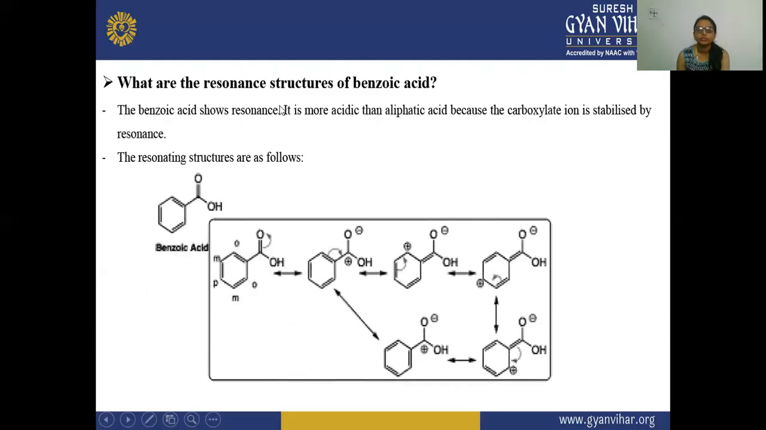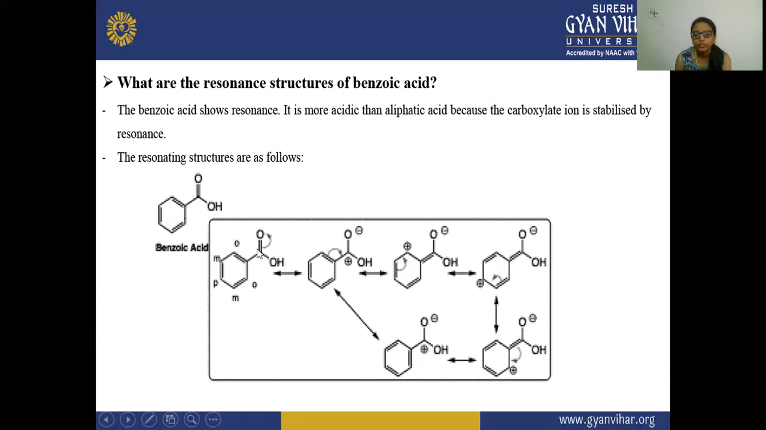Next: what are the resonance structures of benzoic acid? The resonance structures of benzoic acid are shown below. Benzoic acid shows resonance and is more acidic than aliphatic acids because the carboxylate ion is stabilized by resonance. The structures are given here for the ortho position, meta position, and para position.